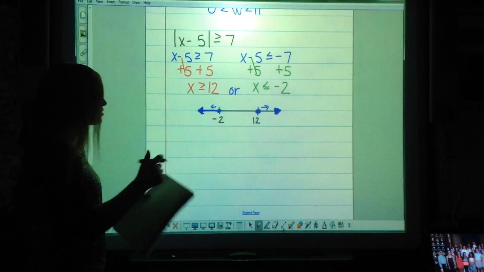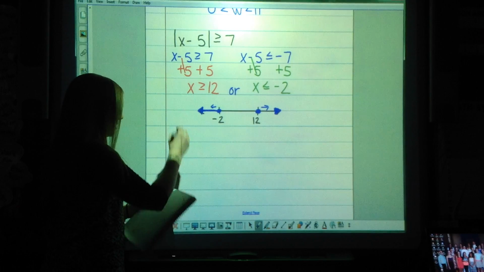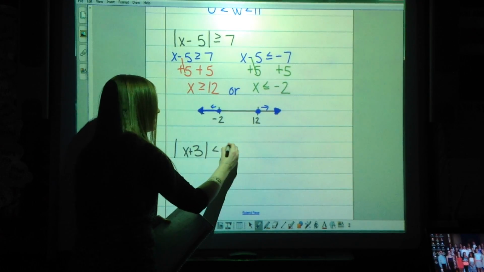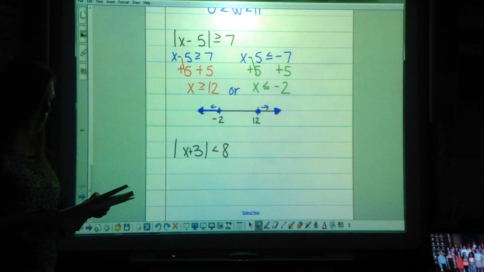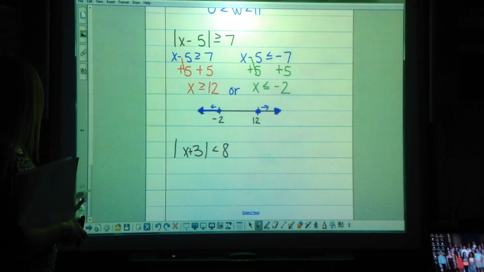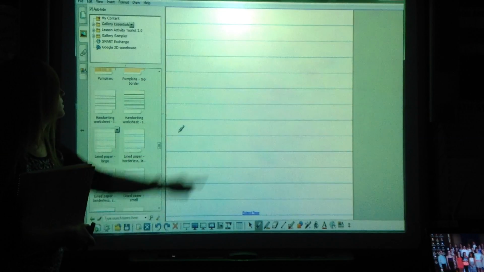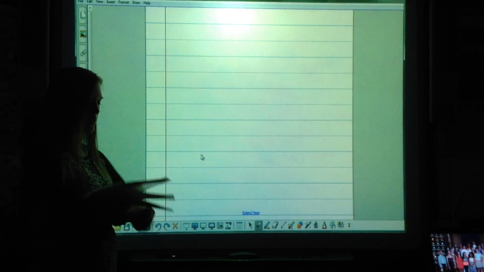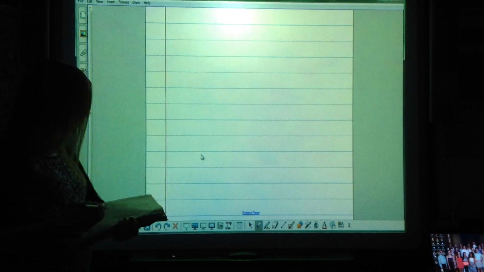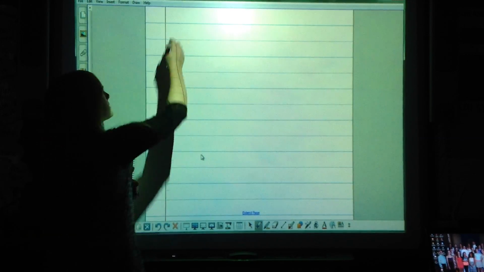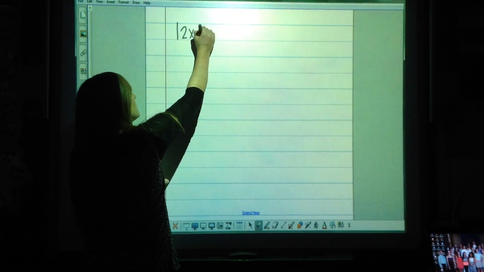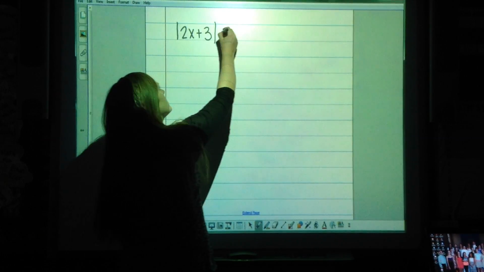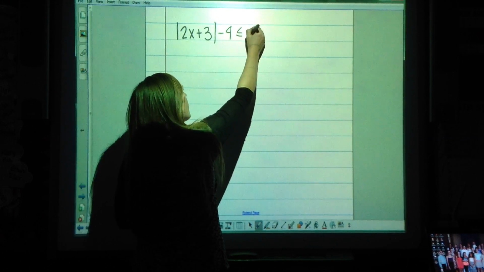Okay, your turn to try the absolute value of x plus 3 is less than 8. Push pause and try it now. Okay, we're going to try some harder ones. Let's try the absolute value of 2x plus 3, and then we have minus 4 is less than or equal to 5.